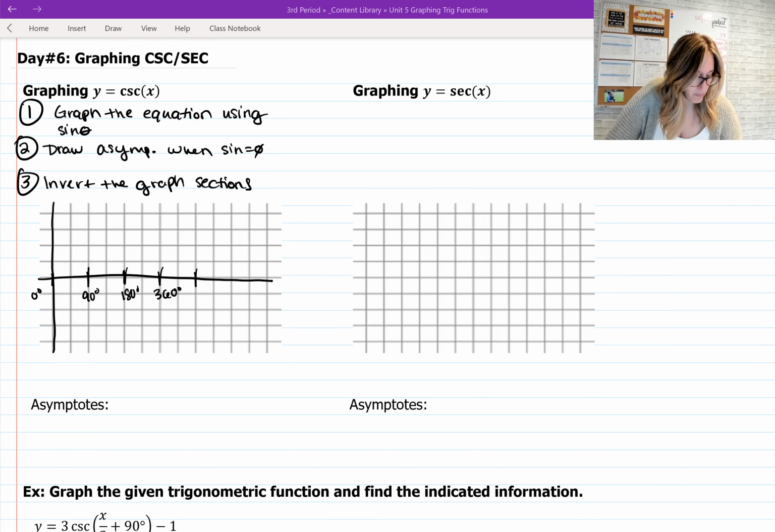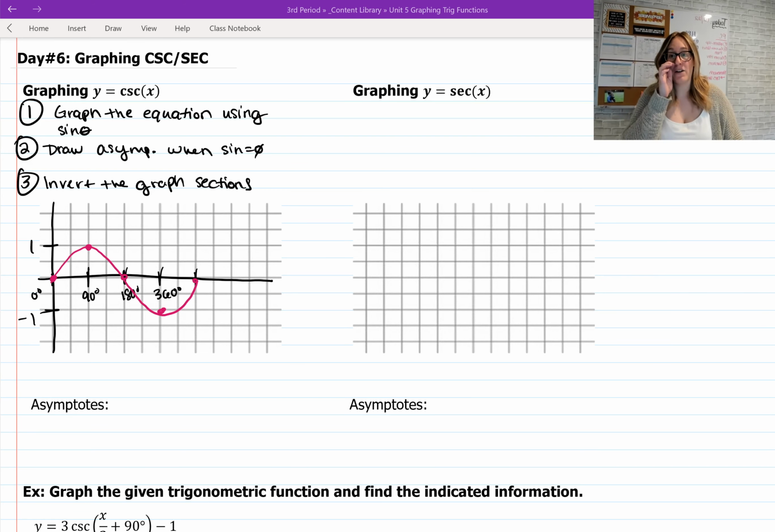And then usually we go up 1 and we go down 1. So here's my sine function. Sine starts at 0 and then it goes up, down, down. So here's sine. There's one period of sine. Now, check, we did the first one: graph the equation using sine. So we graphed cosecant of x using sine.